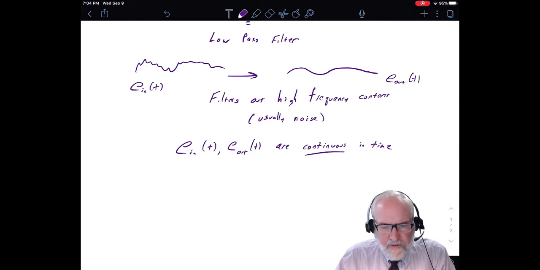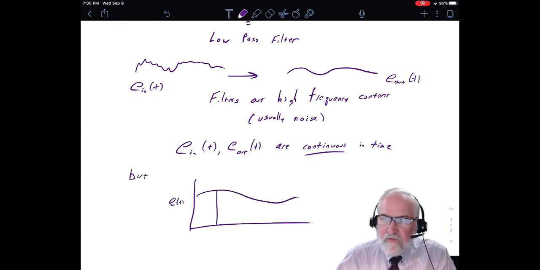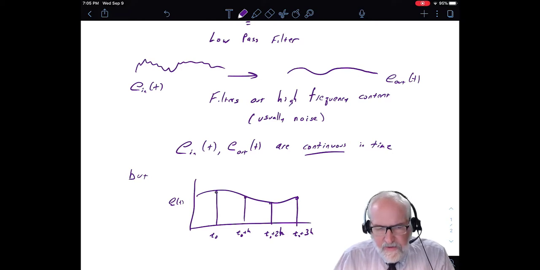Keep in mind here that these signals, in this case E in and E out, are continuous in time. That means they're defined regardless of when we look at them. There's an infinite number of values they take on over the course of whatever period of time we're looking at. But when you're using a computer in a mechatronic application, you're really taking these individual snapshots at certain instants in time. We're going to assume these are evenly spaced in time, and that spacing will be H. We'll use the letter H to mean the time interval, and we call that the sampling time.